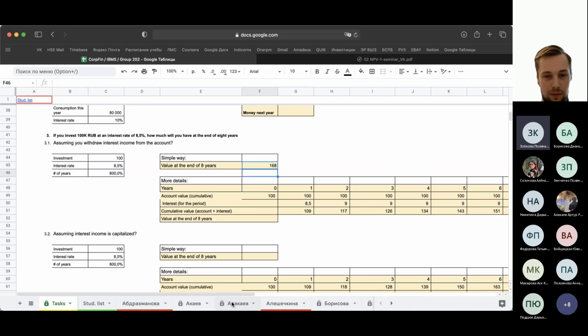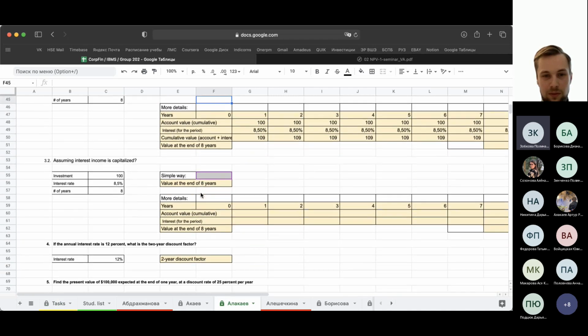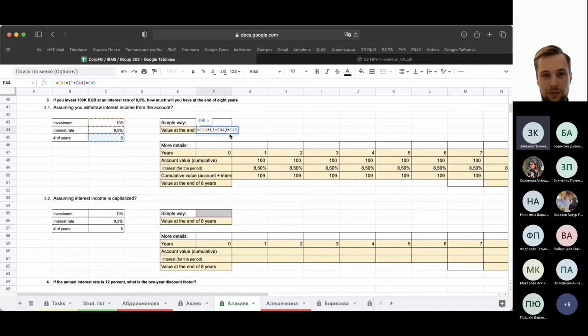So if I'm not mistaken, here it's more like from the lecture. We take the initial investment, multiply it by 1 plus the percent rate, and multiply by the number of years.